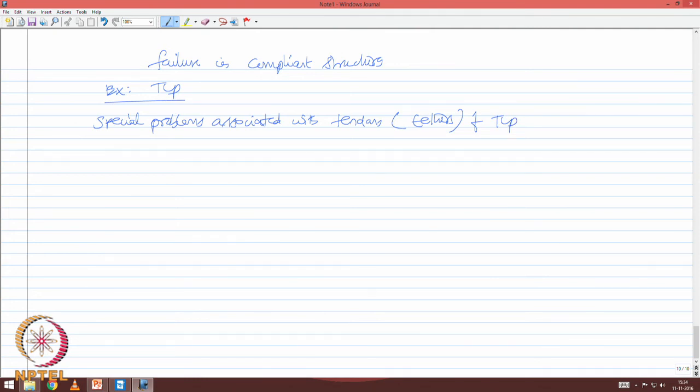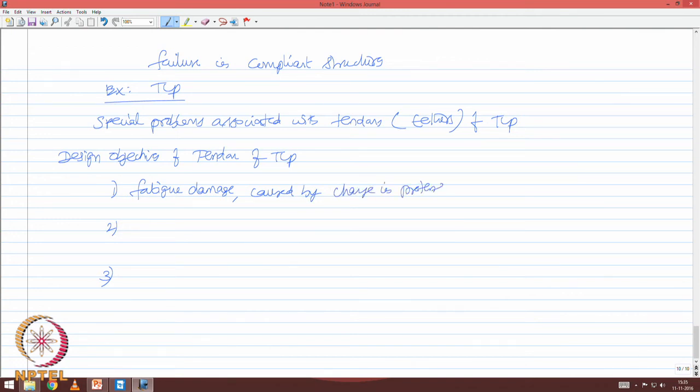What should be the design objective for designing a tendon of a TLP? Let us ask this question. What are the design objectives of tendon of a TLP? There are three objectives. The first objective is fatigue damage caused by the change in pretension should be checked. It should not fail by fatigue.